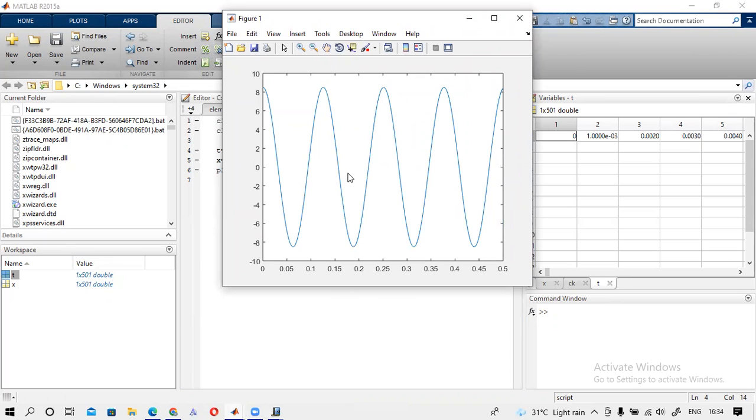Okay, so what can you observe here? What is the frequency of this signal? I think you can easily find that one. How to find the frequency? Okay, you know the period, no? So what is the period here?